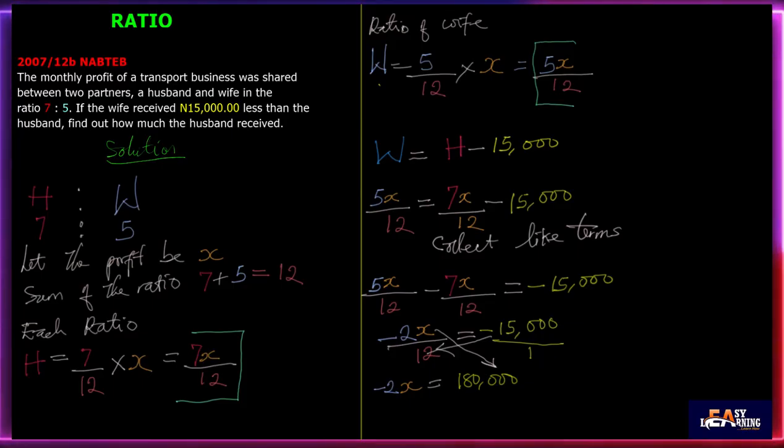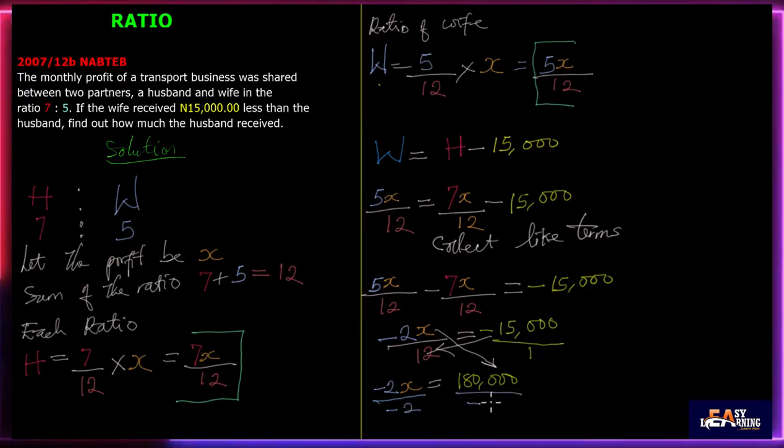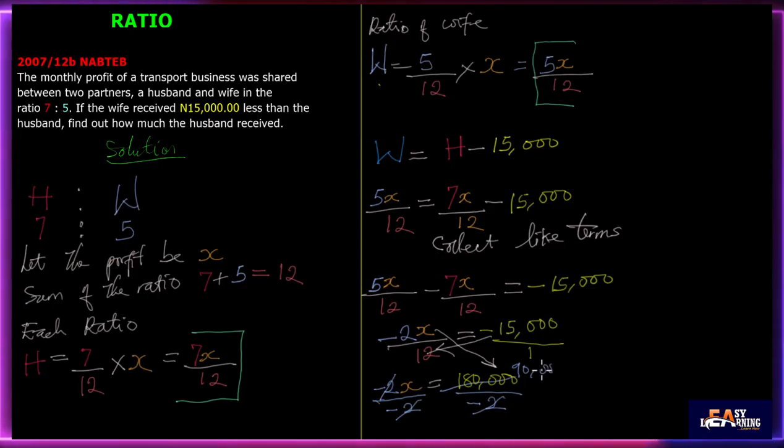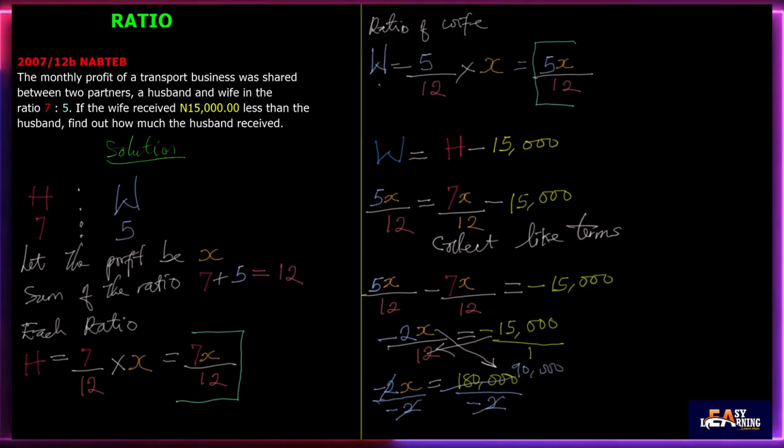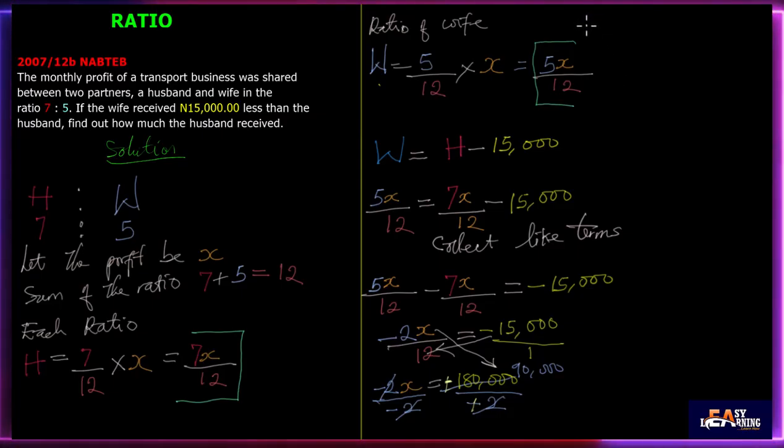Okay, since we are to have the value of x, we are going to divide both sides by minus 2, so this will be over minus 2, and this will be divided by minus 2 as well. Minus 2 cancels minus 2, and that will be 90,000. Remember, it was minus here, so the minus sign here is also minus 180,000. So the sign has cancelled, and here x is now 90,000. So we can have it that our x is 90,000.